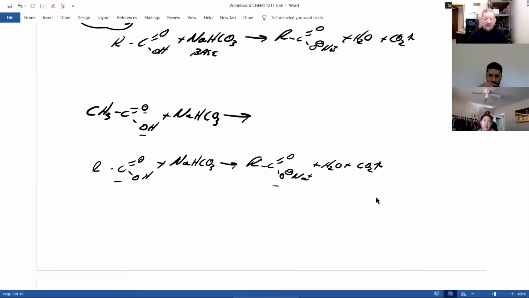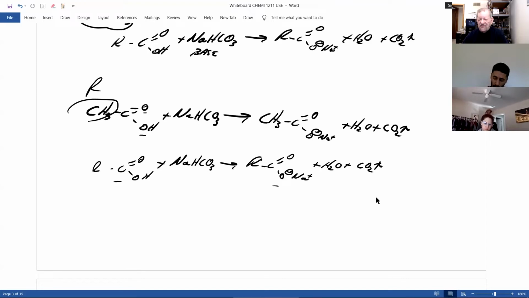By the way, carbon dioxide are those little bubbles in like pop or beer or champagne. And also when you burp out carbon dioxide. So what's my R group? Methyl. So you get this carboxylate anion plus water plus carbon dioxide given off as a gas. Anybody see the significance of that reaction?